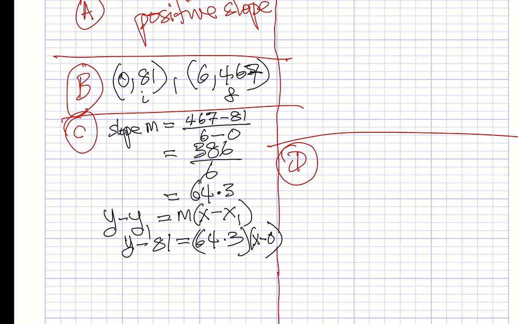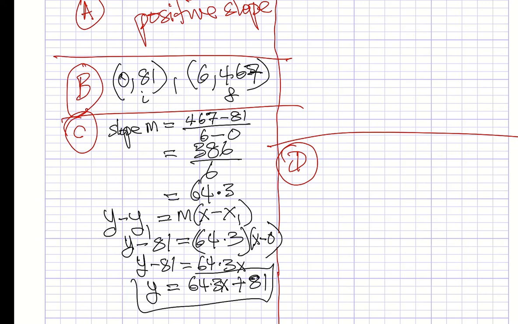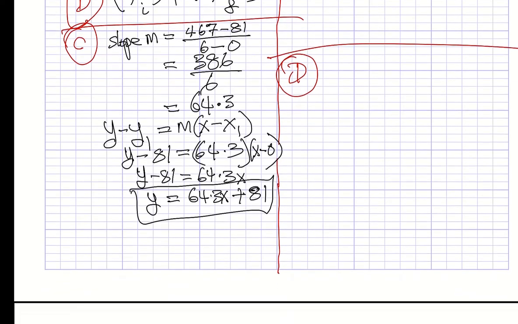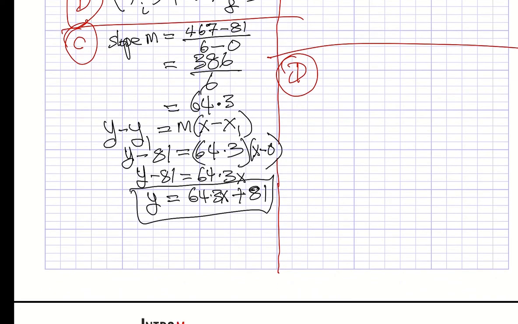So we'll have y minus 81 is equal to 64.3x, because the rest are 0. So we'll have y equals 64.3x plus, it becomes plus 81 when you move it over. So that's what we're looking for. See right there? That's the slope intercept form we're looking for, okay?